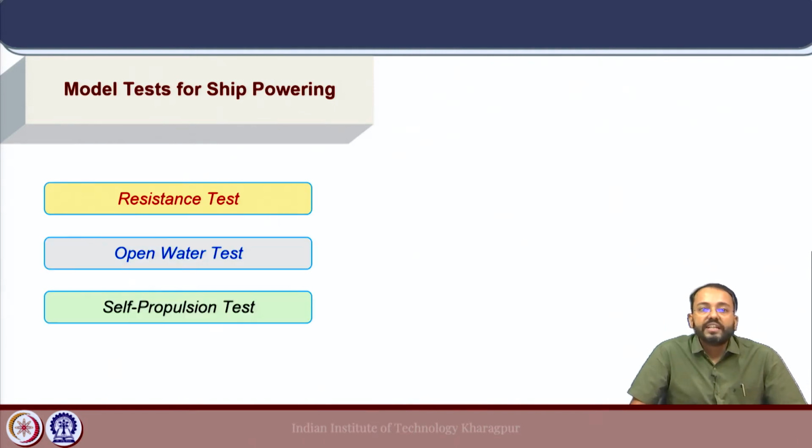So, the three tests which are core to ship powering extrapolation are the resistance test, propeller open water test and the self propulsion test, and the combination of these three tests will lead to the powering process of the ship, where the full scale extrapolation of the powering demand of a ship is calculated based on the model scale results.